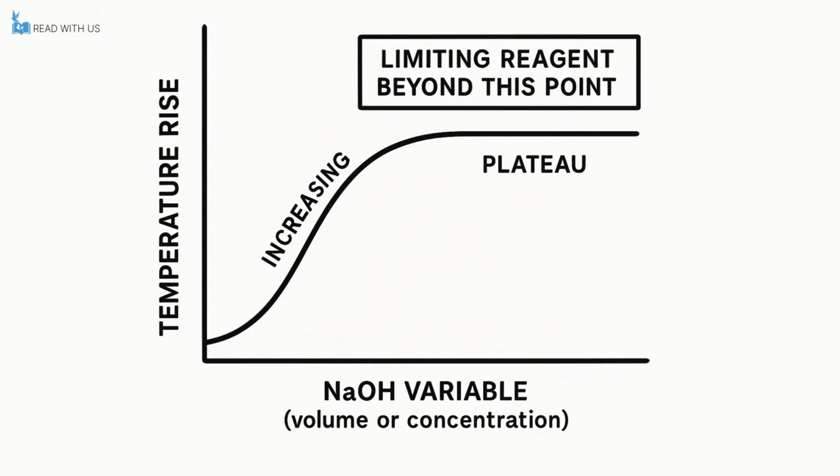A results graph now appears, with temperature rise on the vertical axis against volume or concentration of sodium hydroxide on the horizontal axis, and the shape shows the temperature rise increasing and then leveling off as one reagent becomes limiting.